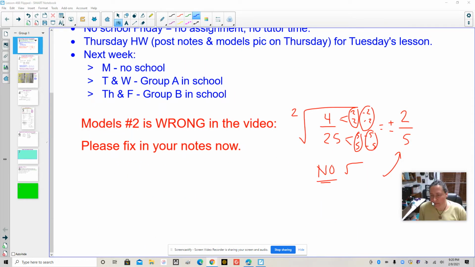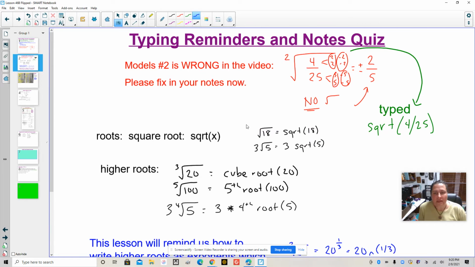Here's the first place I would like you to pause. The second model in the video is incorrectly recorded. So please fix that now, as the square root of 4/25 is just plus or minus 2/5. In the video, it actually shows the square root of 2/5, and it is not. So just plus or minus 2/5. If we were to type that, it would be SQRT and then in parentheses 4/25 end parentheses.